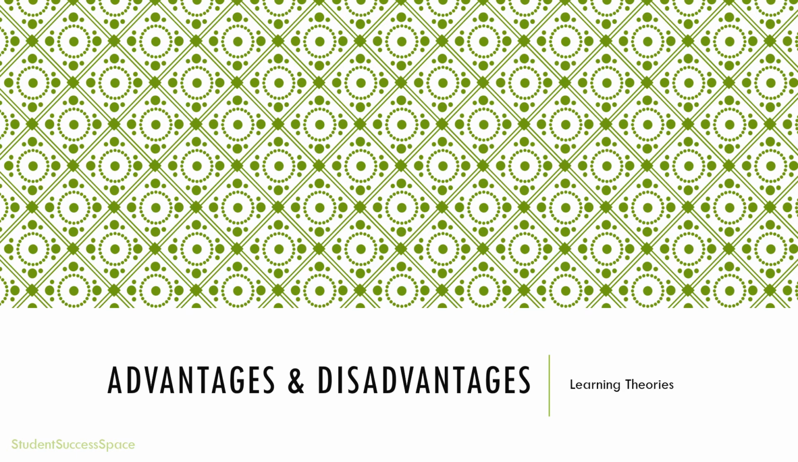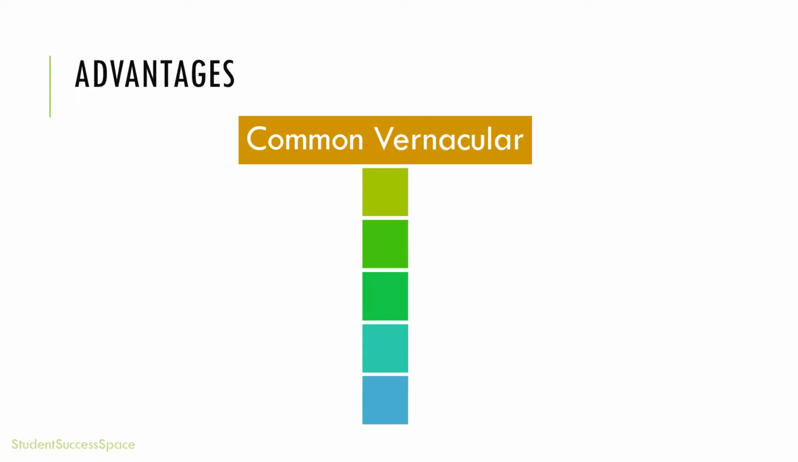Every learning theory has advantages and disadvantages. However, there are some general advantages and disadvantages that are really prescribed to all learning theories. Common vernacular is one of the greatest advantages or strengths for a learning theory or personality theory, as it creates a common language between educators and people. This is especially true when teachers focus on one theory and use it as their educational foundation.